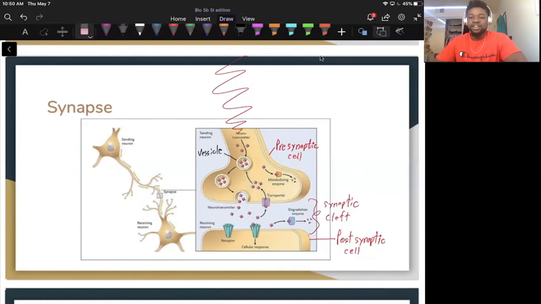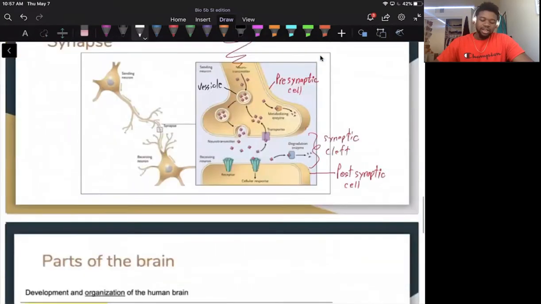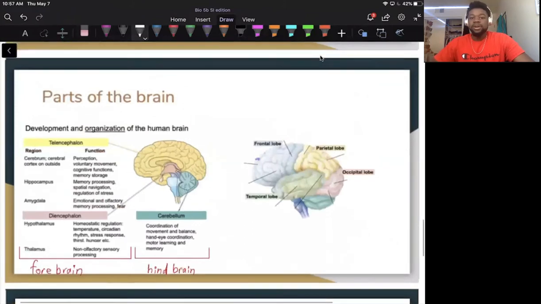So that's kind of a very basic rundown of the synapse. Obviously, like I said, there's always more to it, but this is all I'm going to cover for now. So yeah, the next part that we're going to go into is the parts of the brain. Two of the major parts of the brain are the forebrain and the hindbrain. In the forebrain, you have the telencephalon and the diencephalon, and in the hindbrain, the prominent part of it is the cerebellum. However, my question for you guys is, do we or do we not have a midbrain?